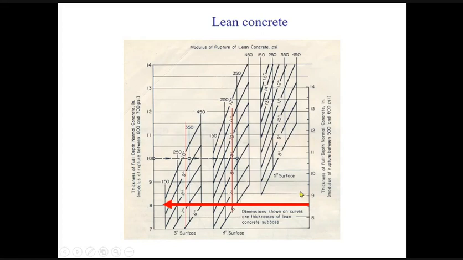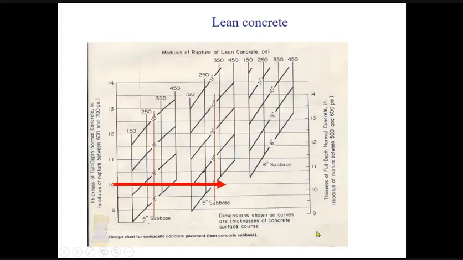If I draw a cross section, and I assume that it's a 250 psi 4-inch lean concrete, my final cross section will be 4 inches of lean concrete with 7 inches of main PCC concrete, having a flexural strength of 581 psi, and the lean concrete having a flexural strength of 250 psi. So this is how you use this lean concrete. This is a lean concrete subbase.